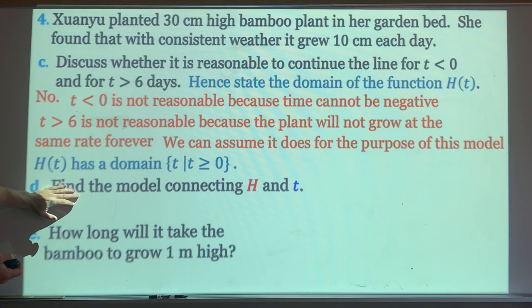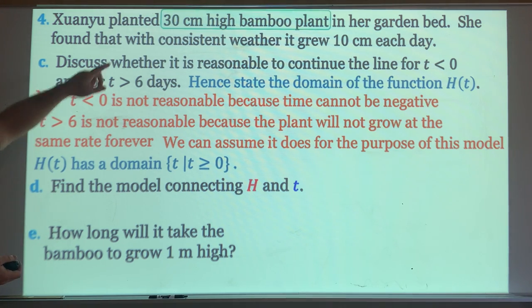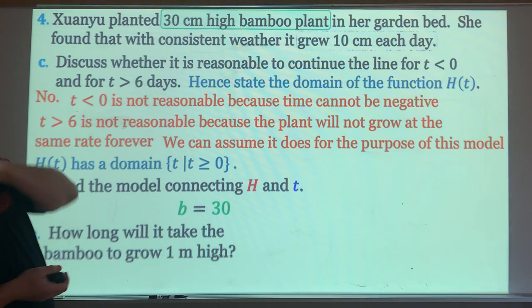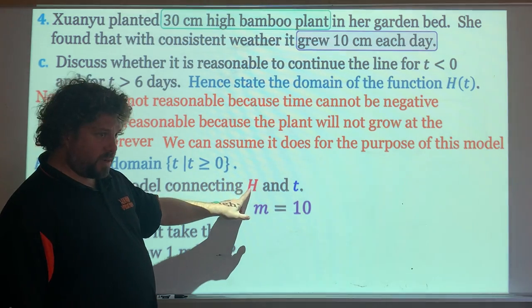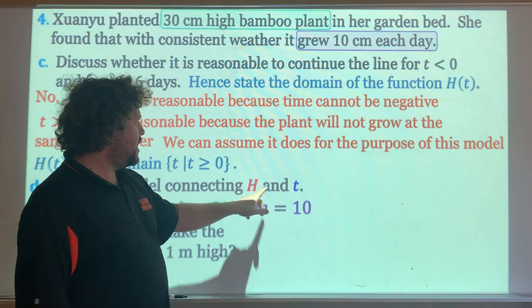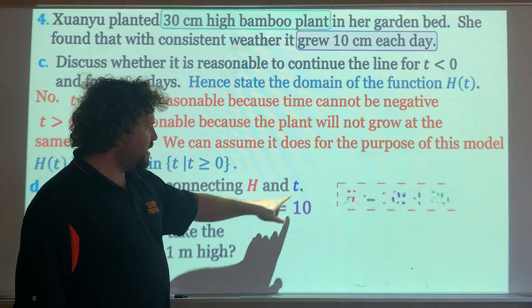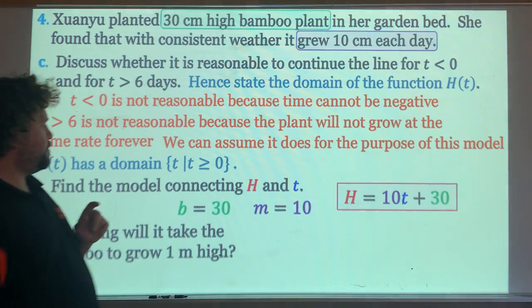So what's the actual model here connecting them? 30 centimeters high is our B. 10 centimeters a day is our M. So Y equals, you're going to say H equals, the T is always going to be the X. H equals 10T plus 30.